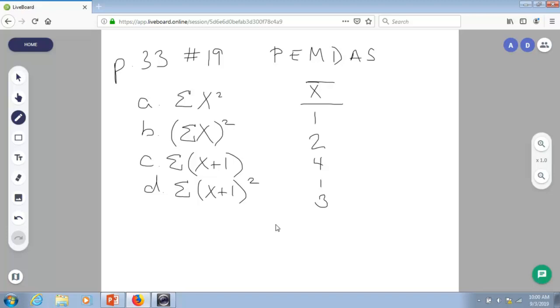The P means parentheses, the E represents exponents, the M represents multiplication, D represents division, A represents addition, and finally S means subtraction. Now let's go ahead and tackle subproblem A by systematically working through this order of operations. As we look at A, the first question that we're going to ask ourselves is, are there any parentheses that I need to directly address?